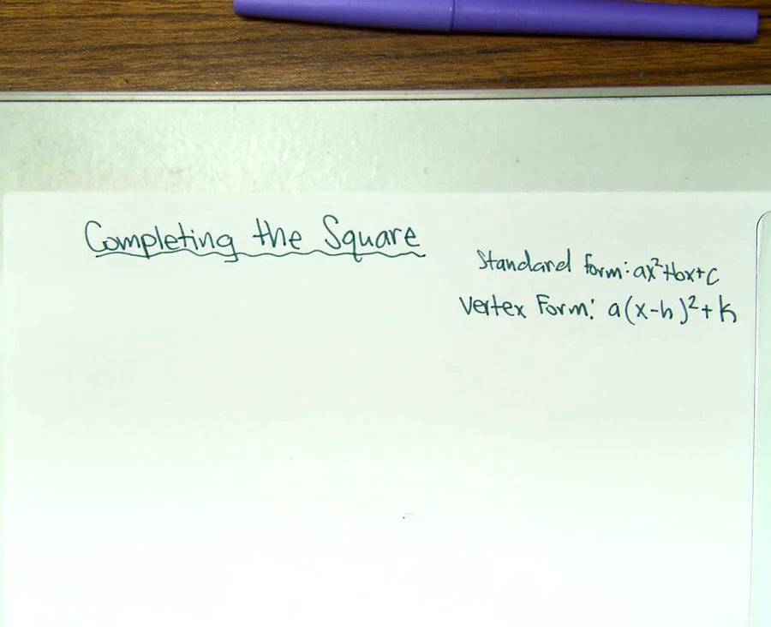Completing the square. And this method is very handy when we want to convert standard form to vertex form, okay? When we want to convert standard form to vertex form.